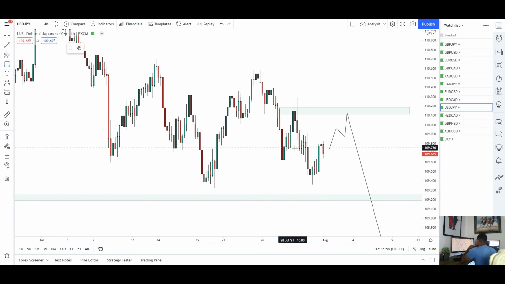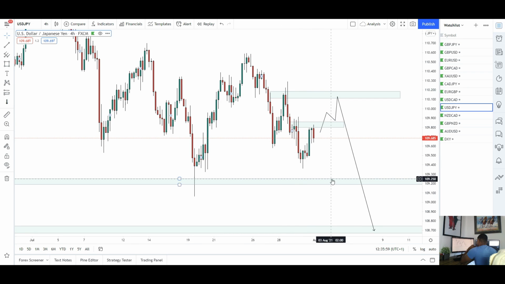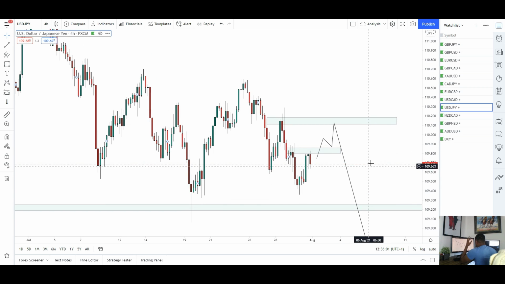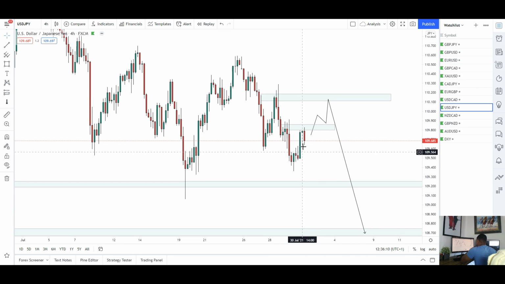We do have some resistance quite early on where we are right now, so we could actually go and reject this area and come all the way back down. But our bias is to the downside for USD JPY. Price action is looking bearish on the higher time frames, and you can see we do have really nice bearish structure here on the 4H. So looking for the market to retrace into here, which it has already done, and then come lower.